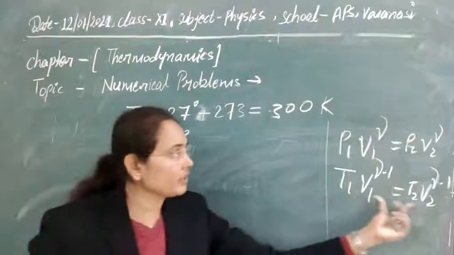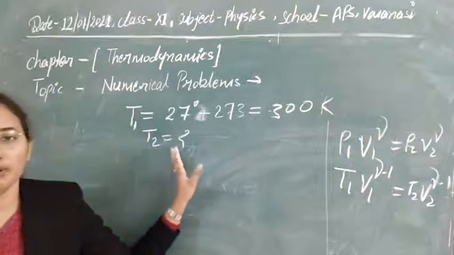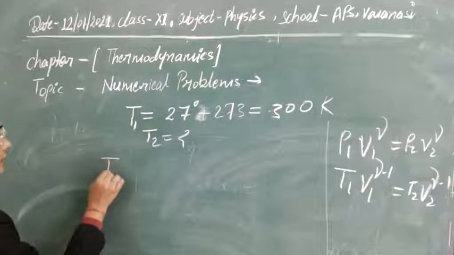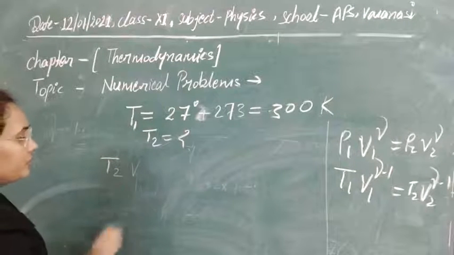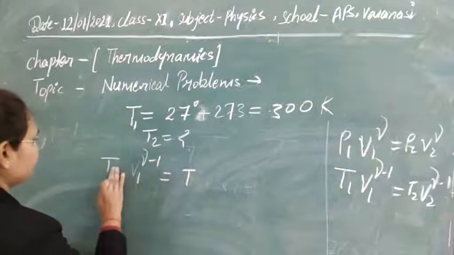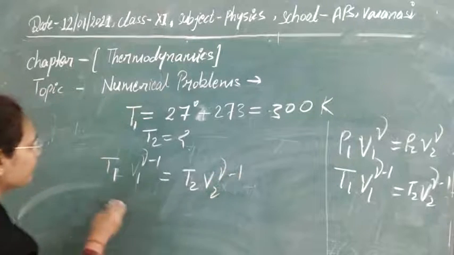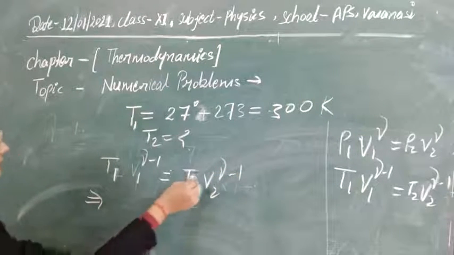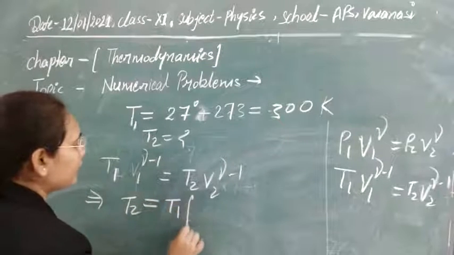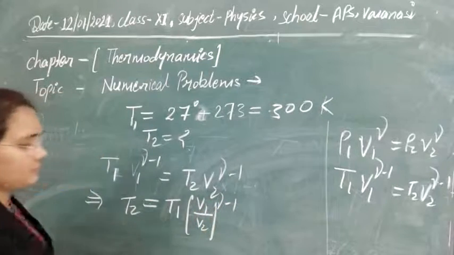So here if you use this second equation, we can easily calculate the value of T2. So let's use this equation: T1 V1 power gamma minus 1 is equal to T2 V2 power gamma minus 1. Or in other words, as you have to calculate T2, T2 will be equal to T1 times V1 upon V2 power gamma minus 1.